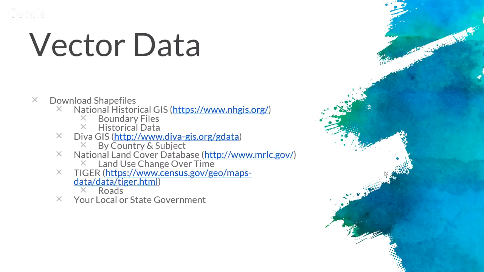But a big thing is that you can look at your local government or state government if you want to look at your local area. They probably have lots of data that should be open for you, where you can download it from their clearinghouse. Or if you email them, they should be able to give you the data as long as it's not sensitive.